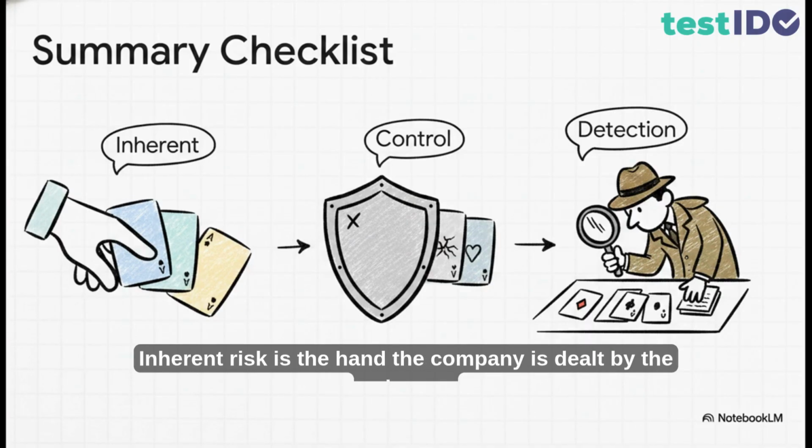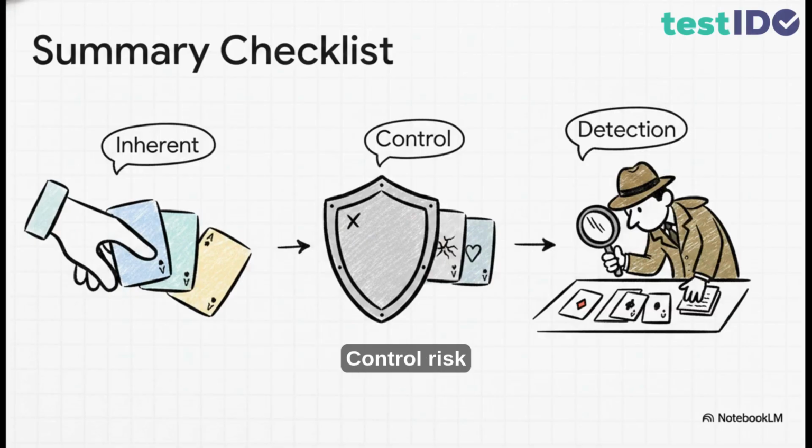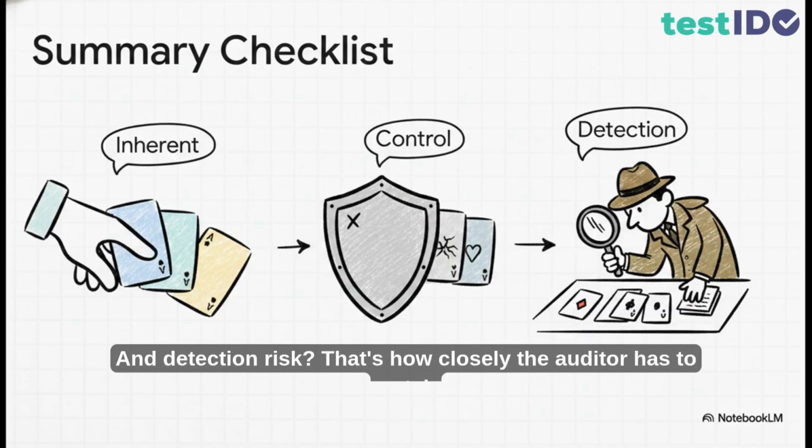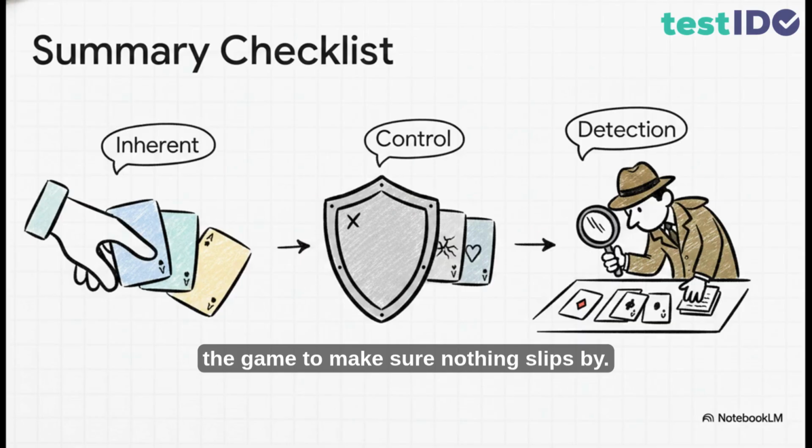Inherent risk is the hand the company is dealt by the universe. Control risk is how well the company plays that hand with their defenses. And detection risk? That's how closely the auditor has to watch the game to make sure nothing slips by.